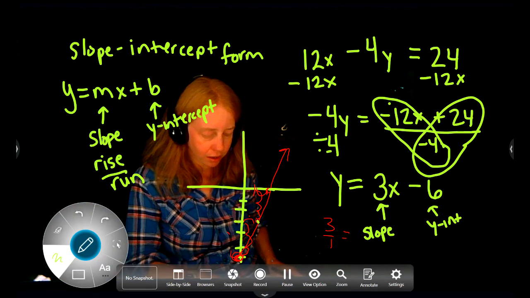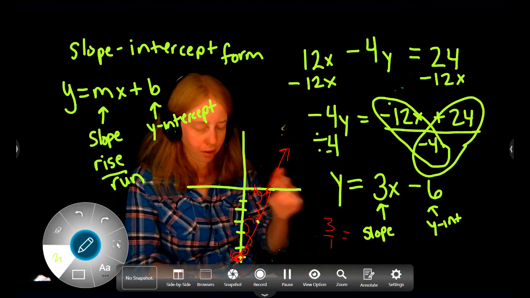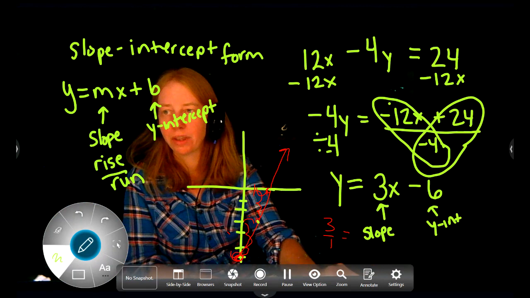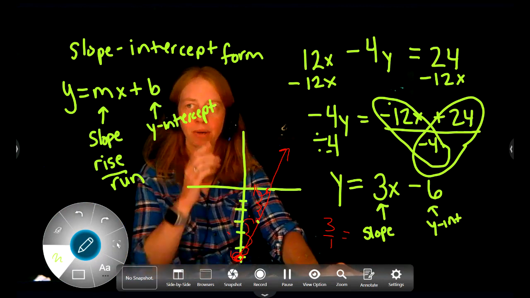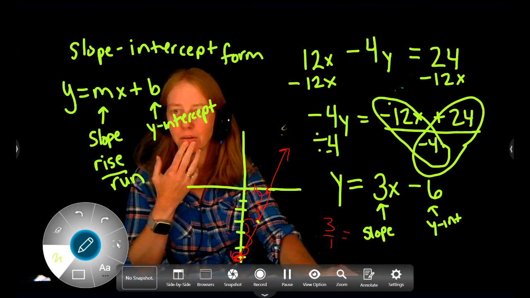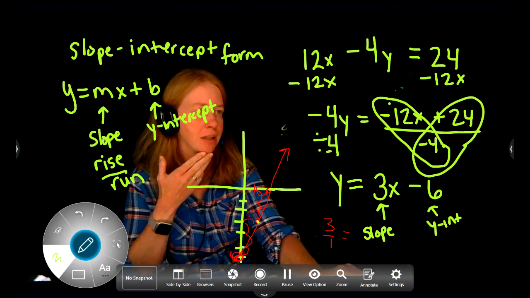I think I will do one more example of a word problem with this. No, I'm actually going to save that for the next video. So yeah, that'll be the end of this.